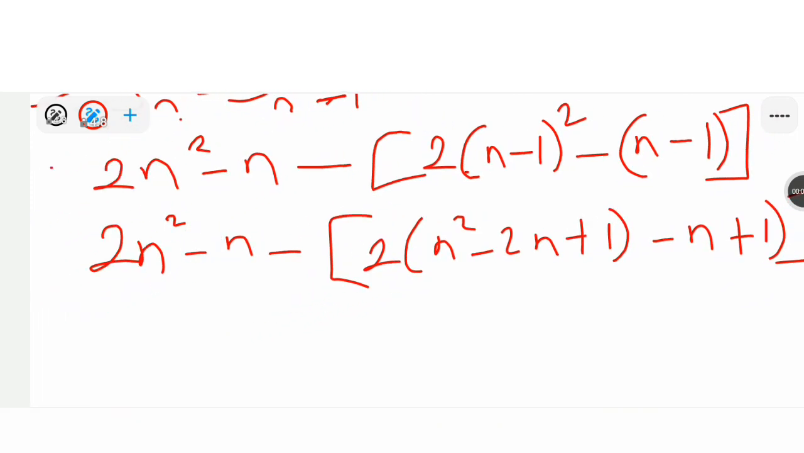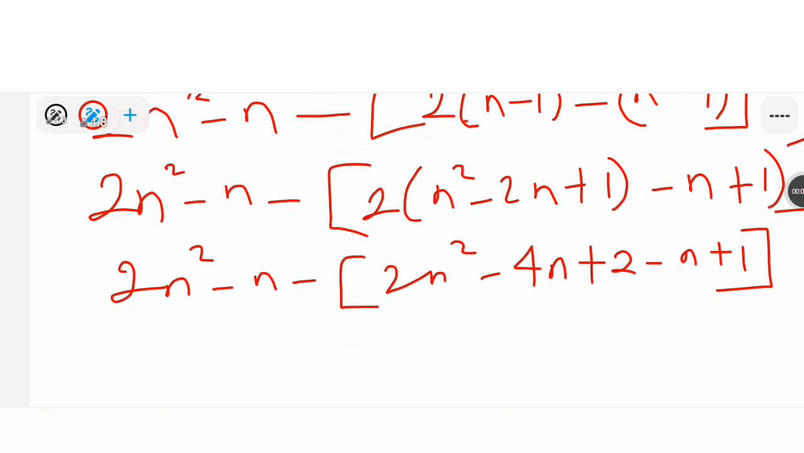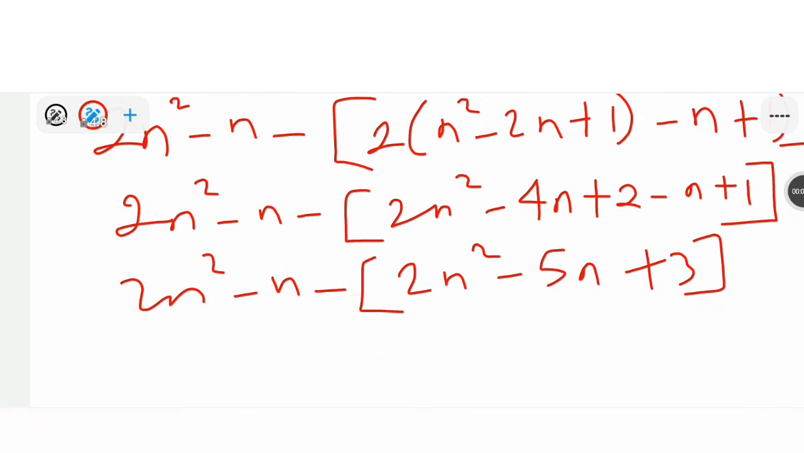From here, you also have 2n squared minus n minus, let this 2 enter: 2n squared minus 4n plus 2 minus n plus 1. Just collect the like terms. 2n squared minus n minus, so minus 4n minus n will give you minus 5n. 2 plus 1 is 3. 2n squared minus 5n plus 3. And there's a minus outside here. You open the bracket with that minus, 2n squared minus n. All the signs will change.